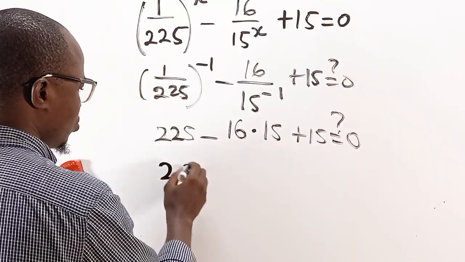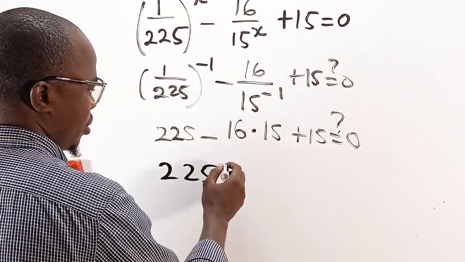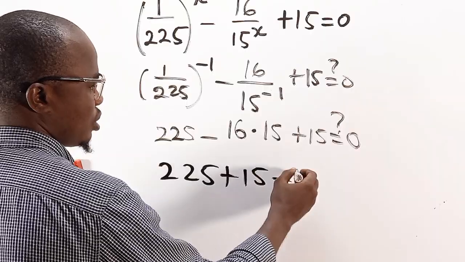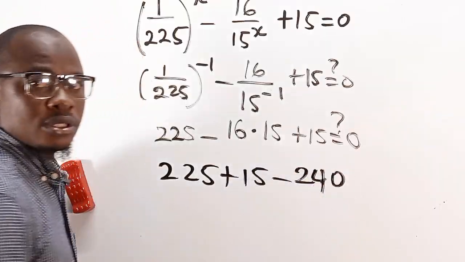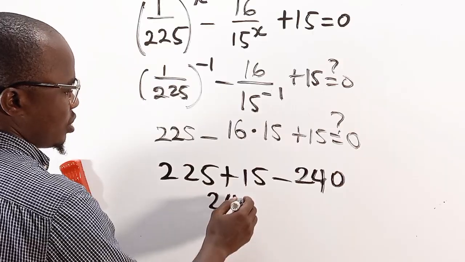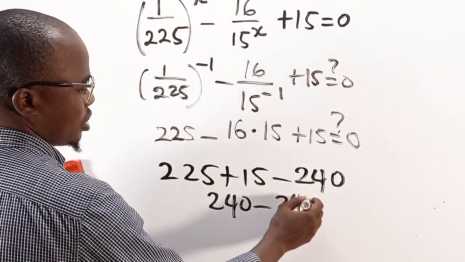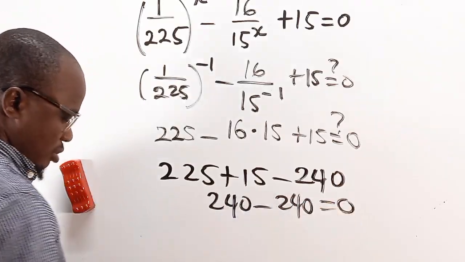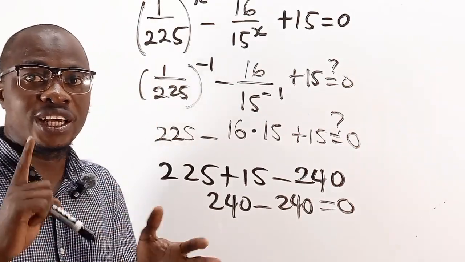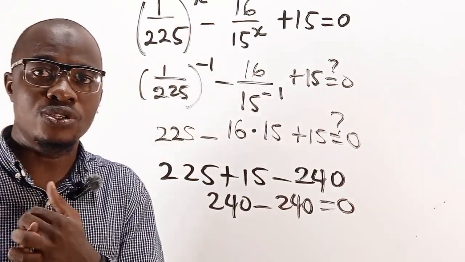So we have 225 plus 15, then minus 16 times 15, which gives us 240. Understood? So from here, 225 plus 15 is 240. Take away 240, and we are going to have a result of 0. So that is telling us that both x equals minus 1 and x equals 0 are valid solutions to this problem.